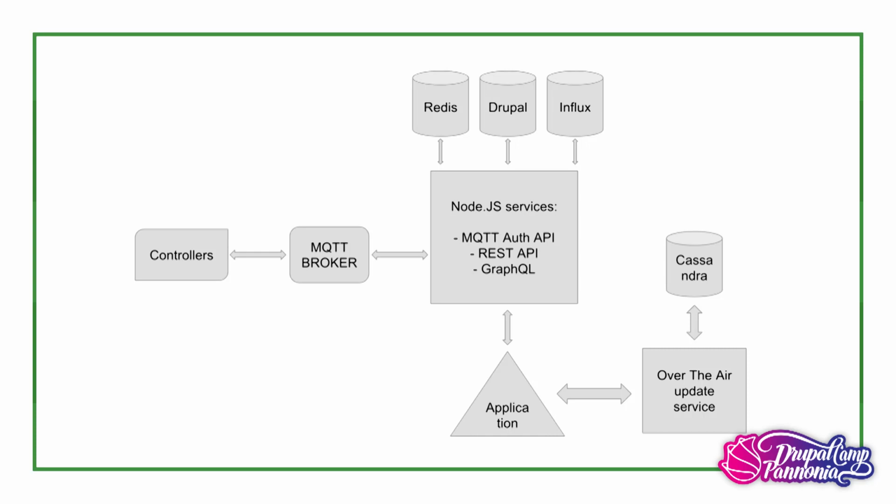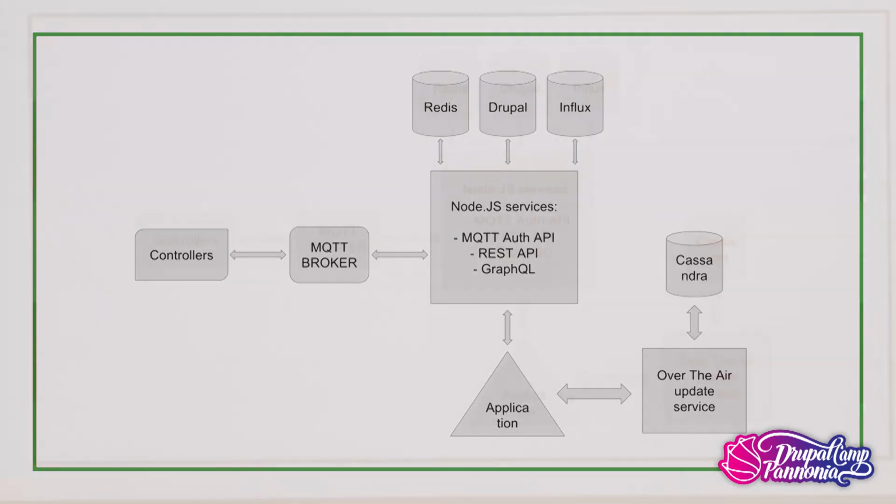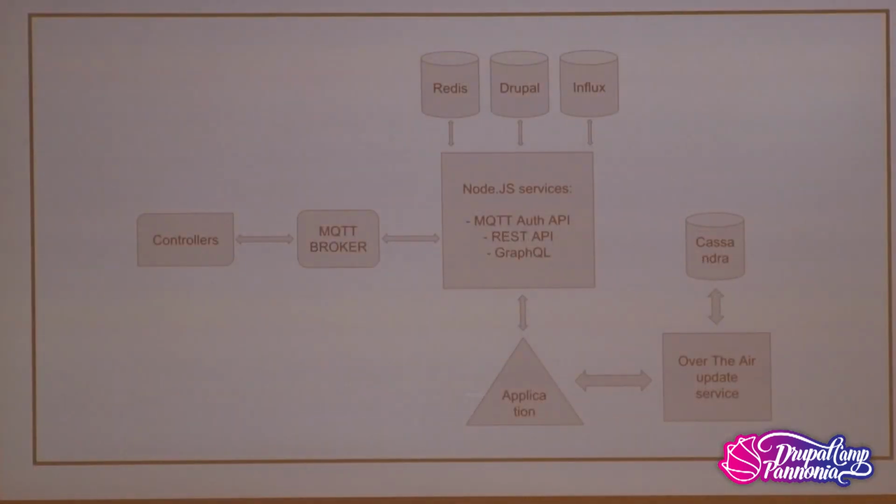And we have one more part. This is the application, which is managed by an over-the-air update service, which depends on Cassandra database. And in the middle, Node.js services, which connect everything together to get good performance.